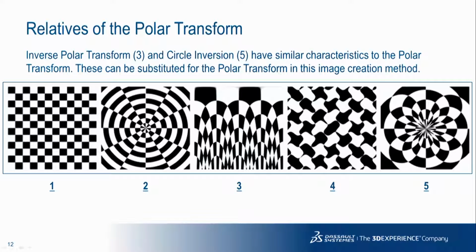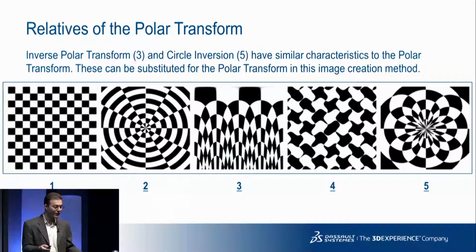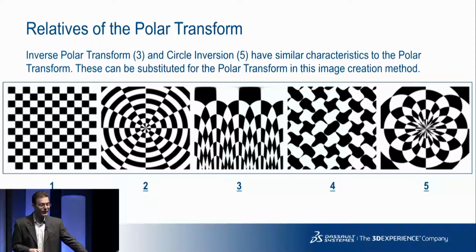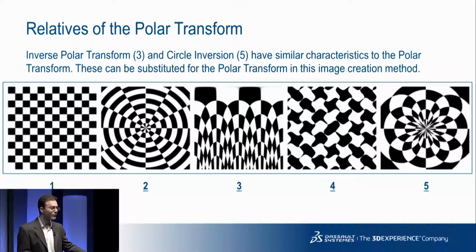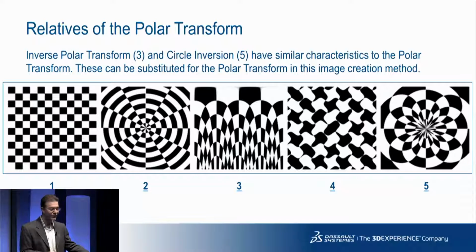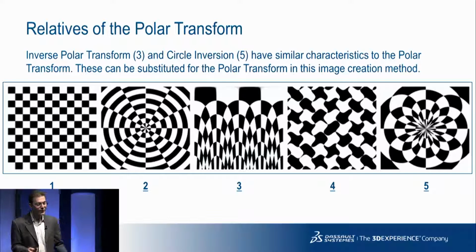There are some close relatives to the polar coordinate transformation that one can bring into play as well. So if you start with the checkerboard pattern, labeled number 1 in this image, you can apply the polar coordinate transformation and you get image number 2. You can apply the inverse polar coordinate transformation, which is just the reverse process, as you'd expect, to get image number 3.